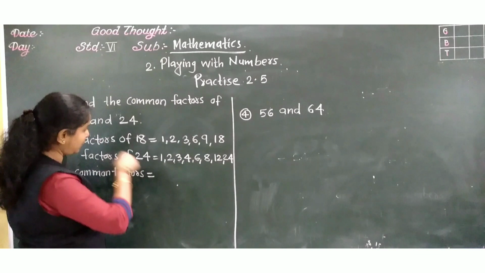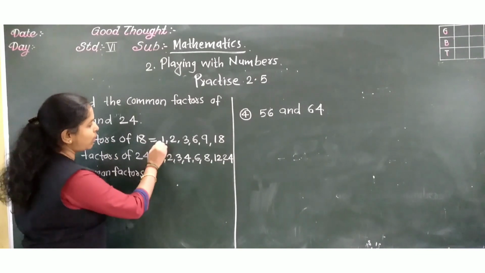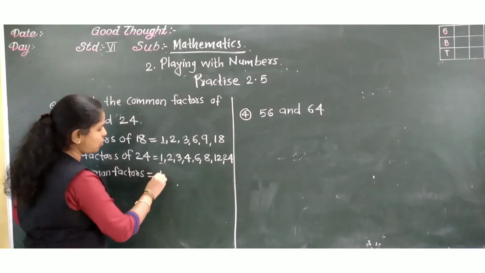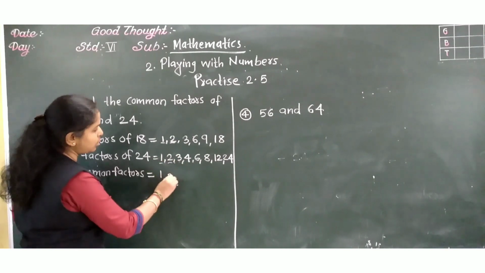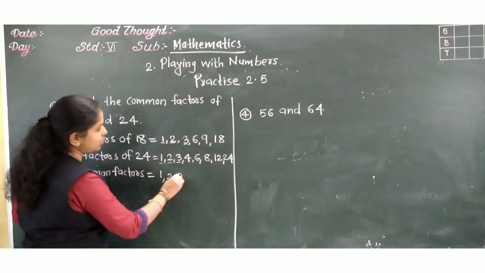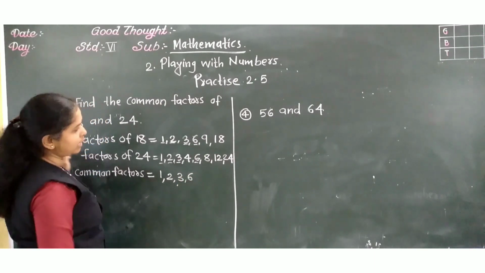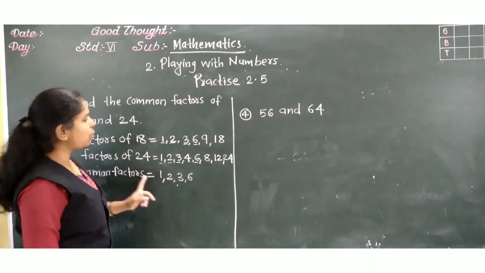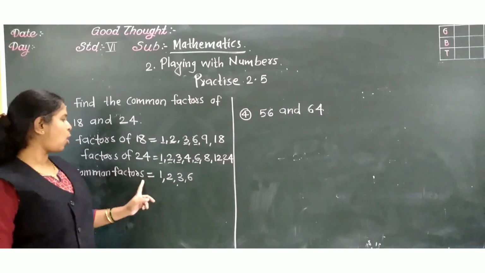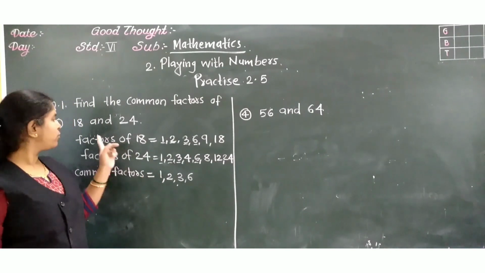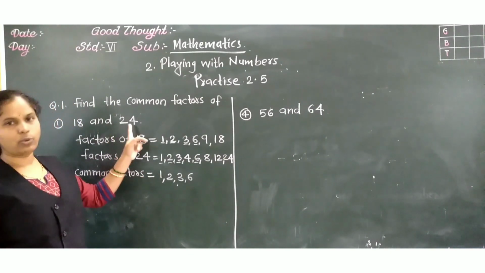So, now common factors see, 1 is here also, so 1, 2, 2, then 3, 3, then 6, 6, and then any other is there? No. So, these are the common factors of 18 and 24.